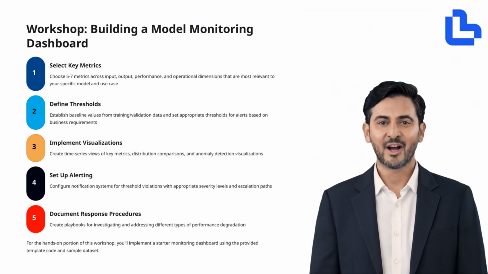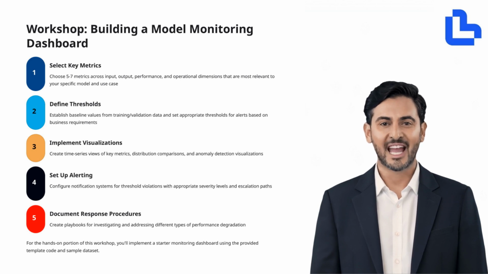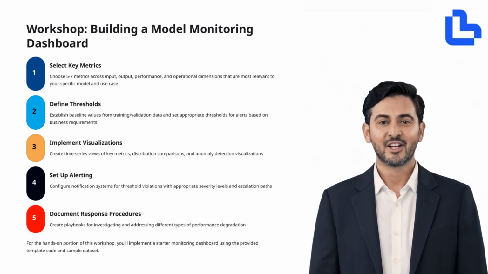Next, you'll define thresholds for each metric. Use your training and validation data to establish baseline values and set alert thresholds based on business requirements. Think about what levels of change are acceptable and what should trigger an investigation or response.